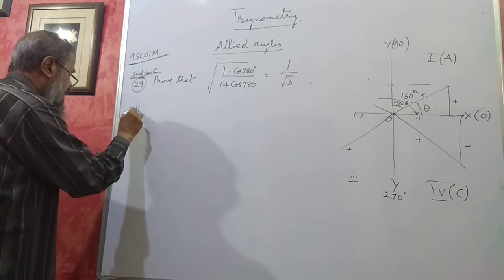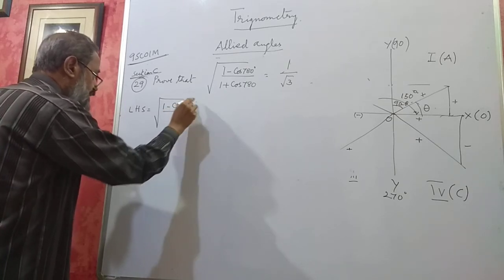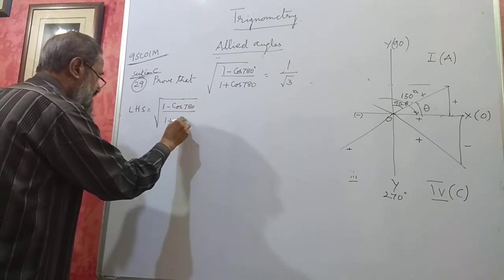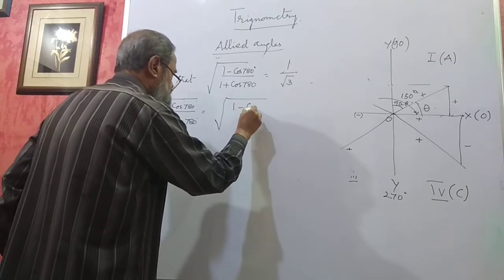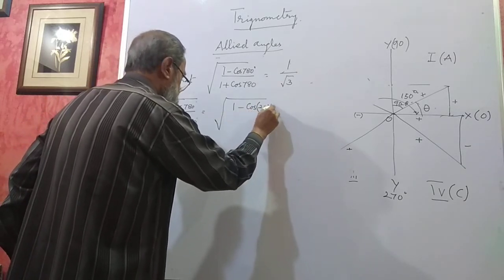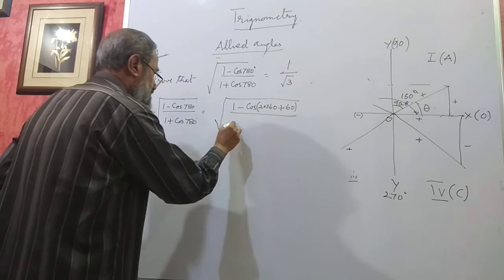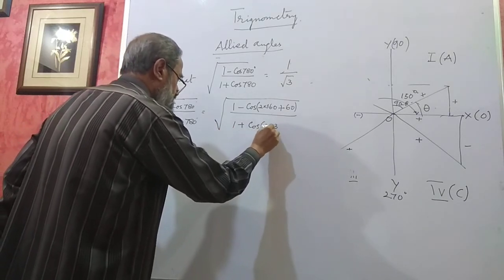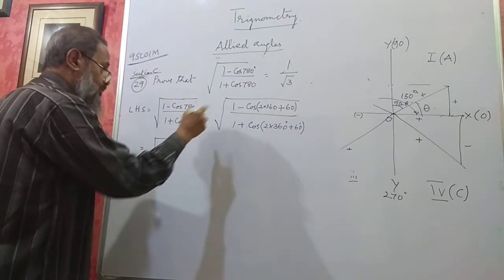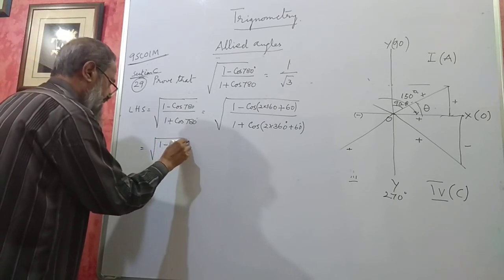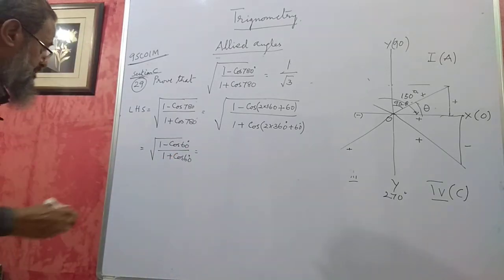So take the left hand side. Left hand side is square root of 1 minus cos 780 degree divided by 1 plus cos 780 degree. Keep this square root as it is, 1 as it is. Cos 780 can be written as 2 into 360, that is 720 plus 60, divided by 1 plus cos, this is also 2 into 360 plus 60. Now it is in first quadrant. So 1 minus cos 60 divided by 1 plus cos 60.